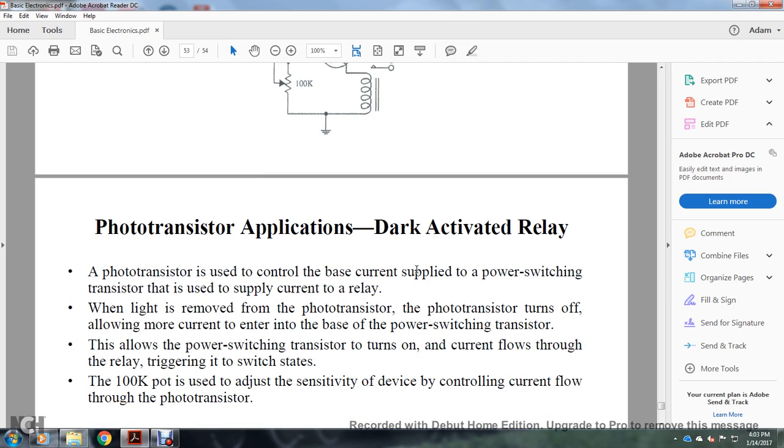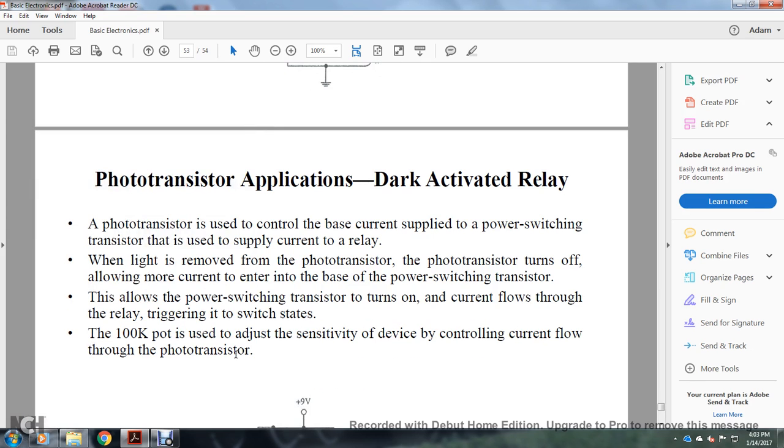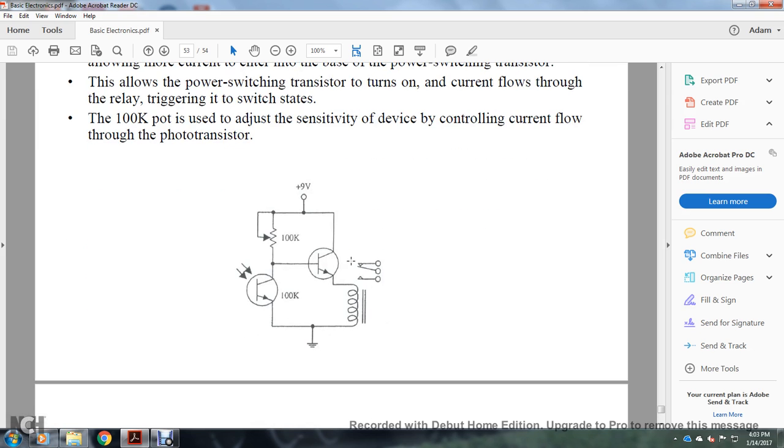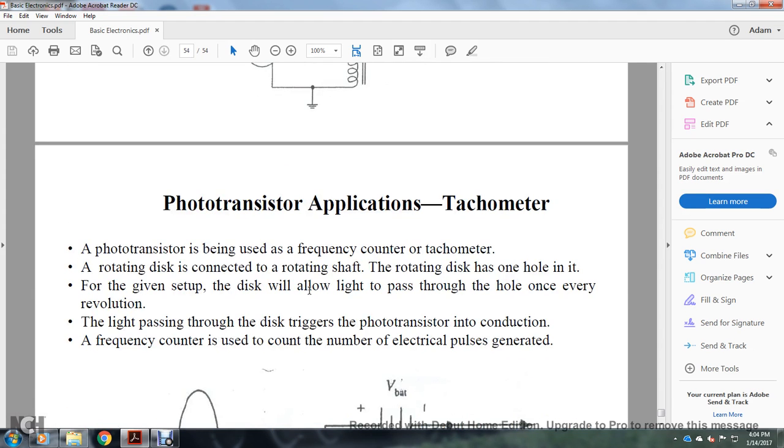Phototransistor application: dark activated relay. A phototransistor is used to control the base current supplied to the power switching transistor that is used to supply the current to the relay. When the light is removed, the phototransistor turns off, allowing more current to enter the base of the power switching transistor. This allows the power switching transistor to turn on current flow through the relay, triggering it into its switch states. The 100K pot is used to adjust the sensitivity by controlling current flow through the phototransistor. This shows the phototransistor, diode, and relay.